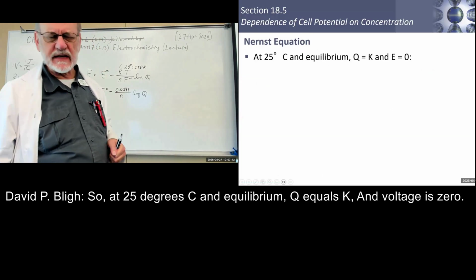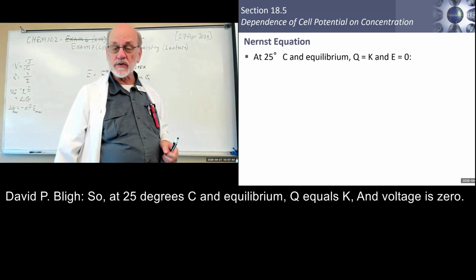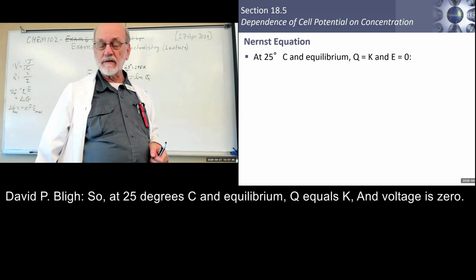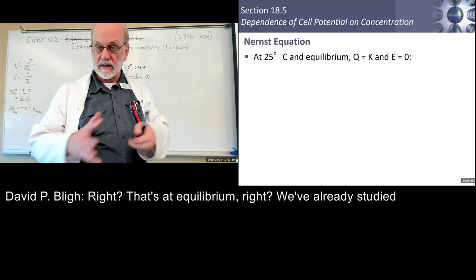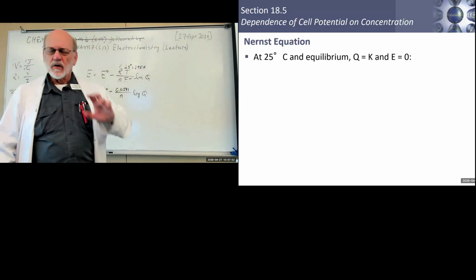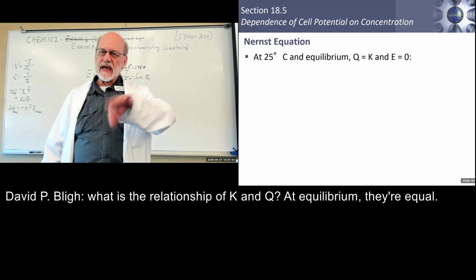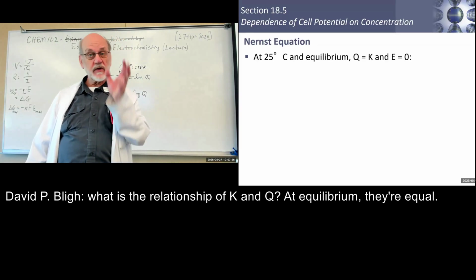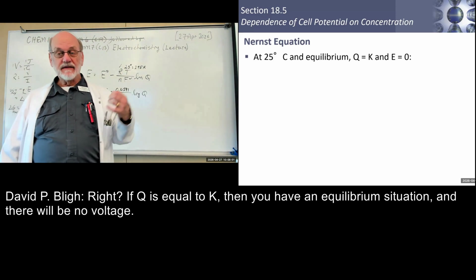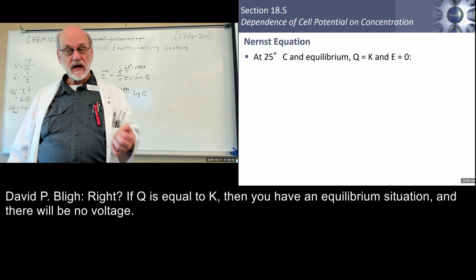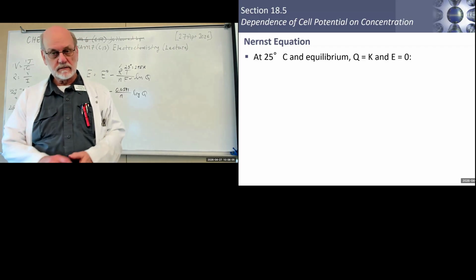So at 25 degrees C and equilibrium, Q equals K, and voltage is 0, right? That's at equilibrium. We've already studied the relationship of K and Q. At equilibrium, they're equal, right? If Q is equal to K, then you have an equilibrium situation and there will be no voltage.